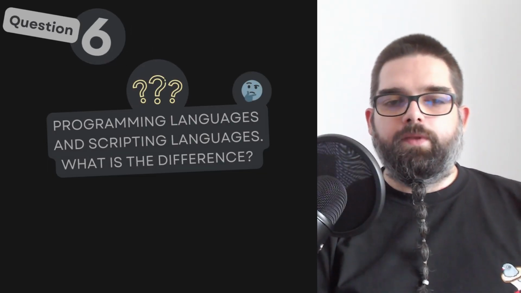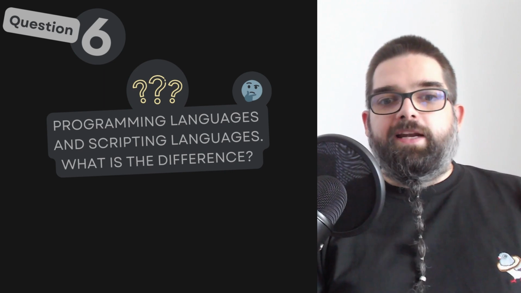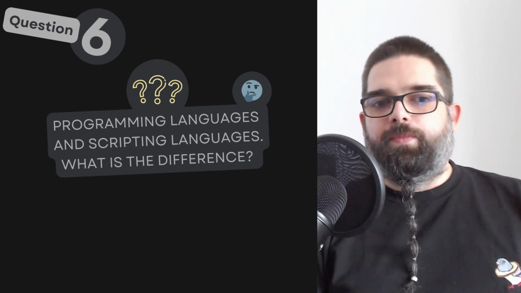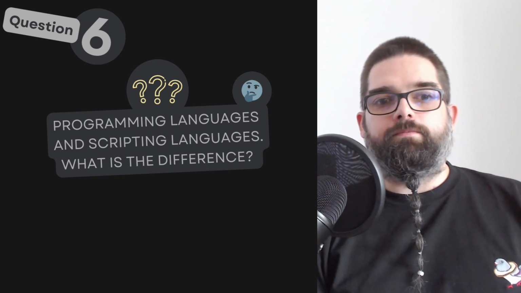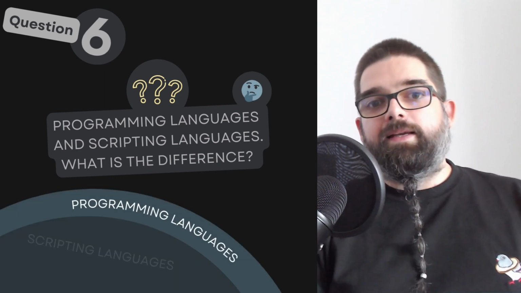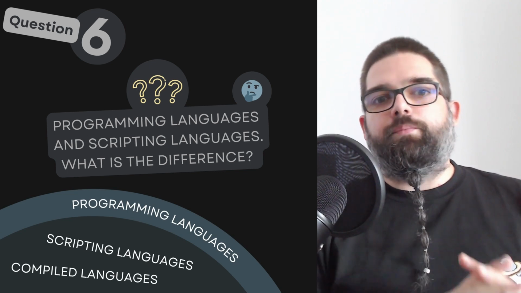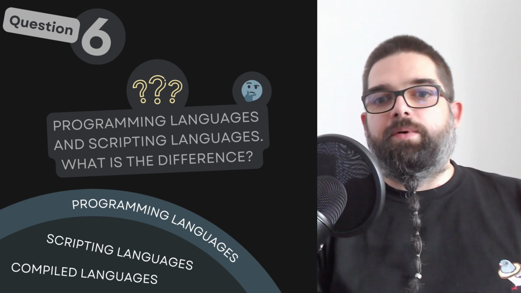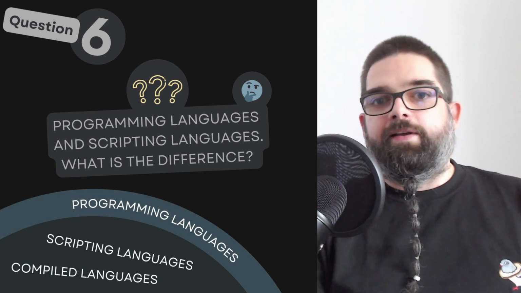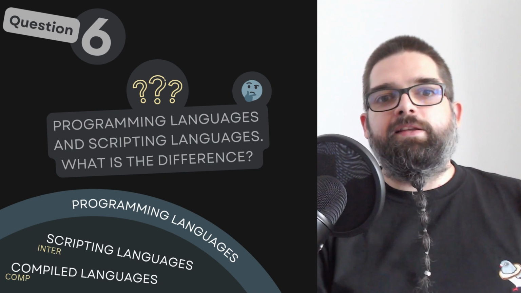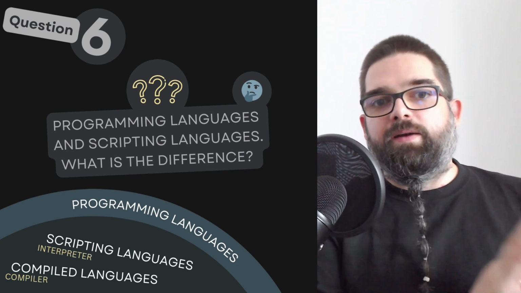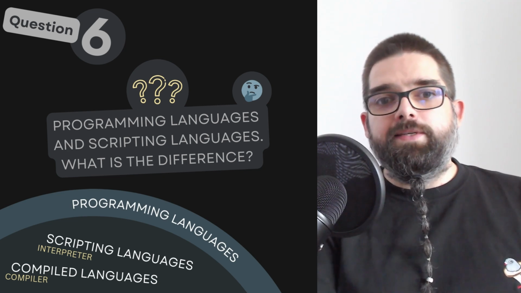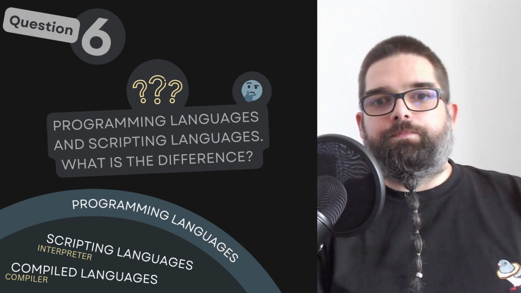Question number 6. You mentioned two terms in your presentation: programming languages and scripting languages. What's the difference? Basically, all scripting languages are programming languages, so programming language is just a more common term. As I mentioned earlier, programming languages can be divided into two parts: interpreted languages and compiled languages. Interpreted languages are the scripting ones.